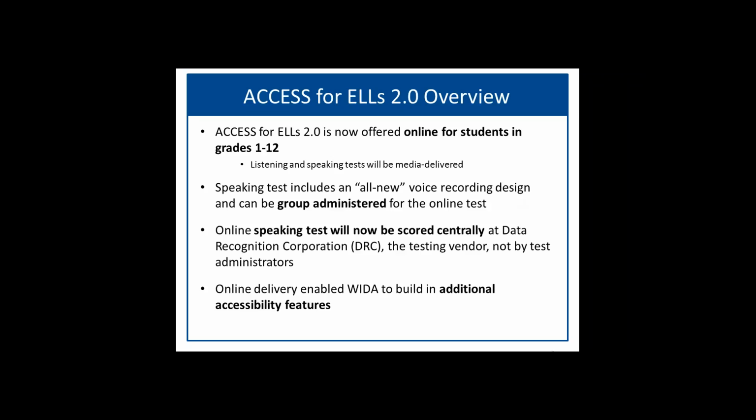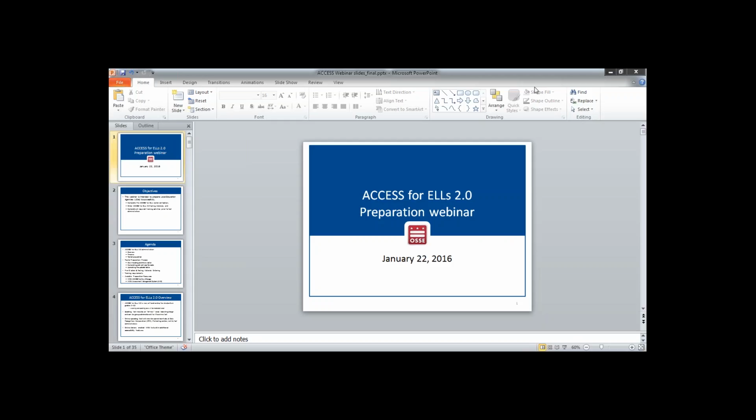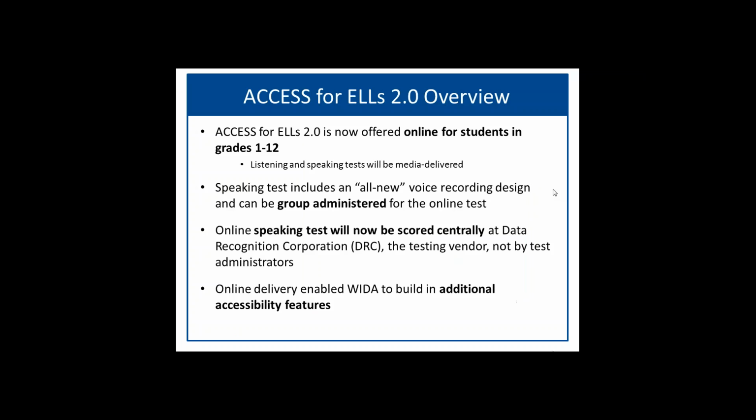So jumping into an overview of the Access for ELLs 2.0 assessment, it is offered online for students in grades 1 through 12. Listening and speaking tests will be delivered through a media enhanced device, and the assessment is still on paper for students in kindergarten and those taking the alternate Access for ELLs assessment. The speaking assessment includes an all-new voice recording design that can be administered in a group setting.